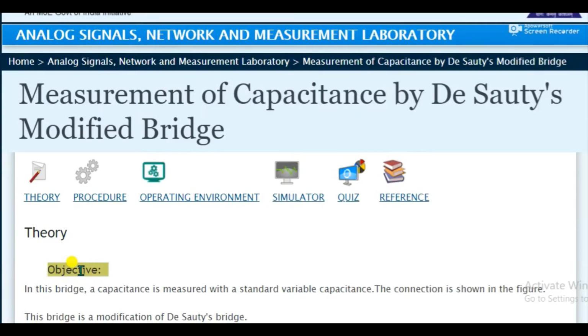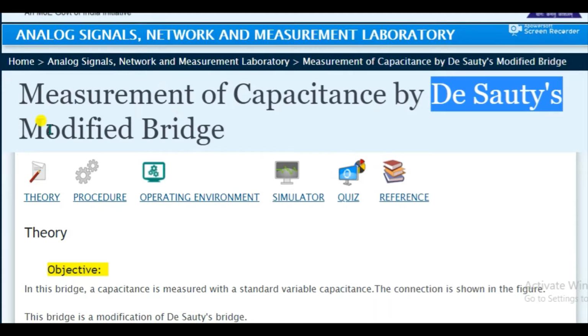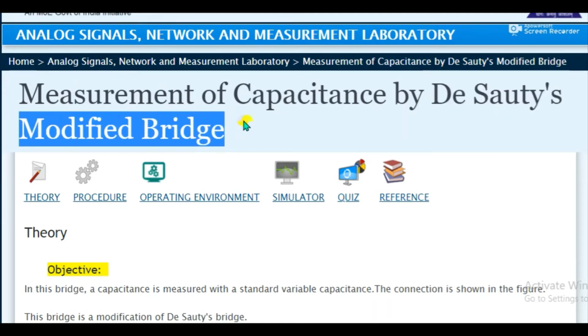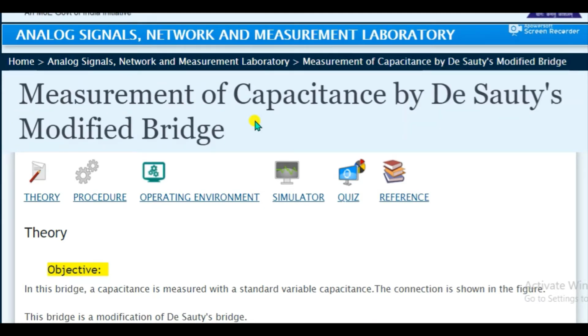Hello everyone, in this video we are going to discuss the experiment of measurement of capacitance by SAUTY modified bridge. First of all, we must know what is this SAUTY's modified bridge. Earlier I had uploaded a video on Phasor bridge. Also we know meter bridge. They both work on the principle of Wheatstone bridge.